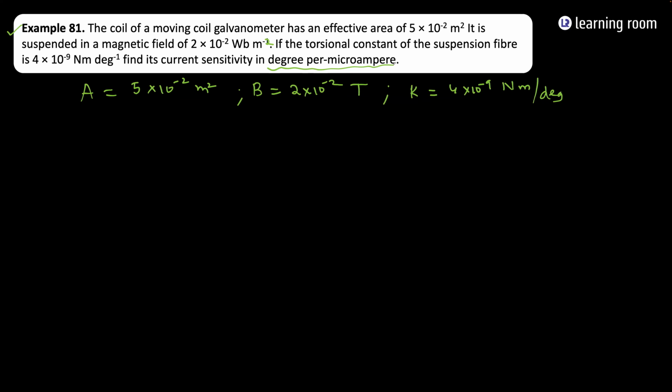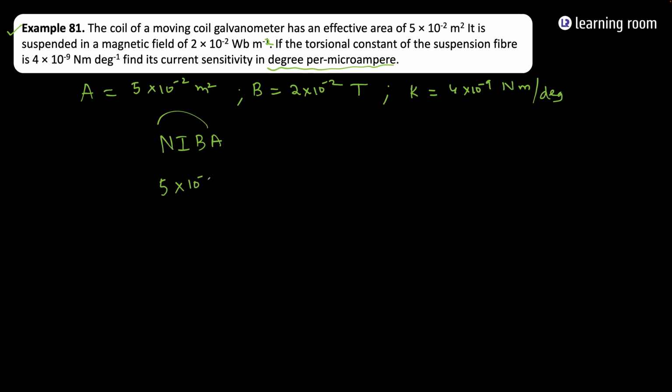So you need to find it in terms of degree per microampere. Means the numerator should be in terms of degree, the denominator should be in terms of microampere, not in terms of ampere. Okay. So here when they say effective area, the number of turns is also getting multiplied into this. Having said that, if I write NIPA, then this N into A put together can be replaced with this value. How much is that?